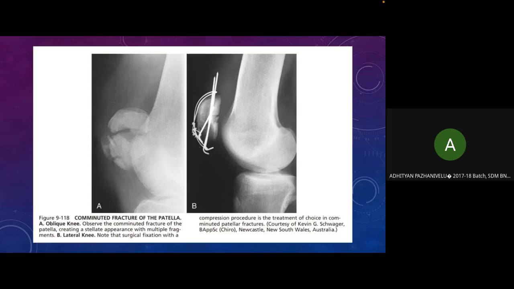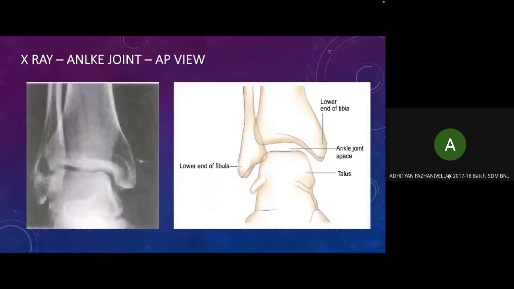This is another view. This is basically a mortise view. Okay, this is not an AP view. An AP view doesn't come like this. This is a mortise view because you can see the ankle syndesmosis. That is the ankle mortise. So you have the lower end of the fibula, the tibia, and the talus here.